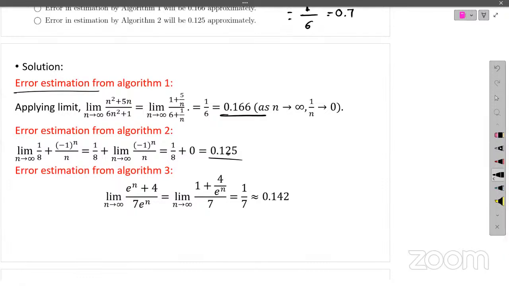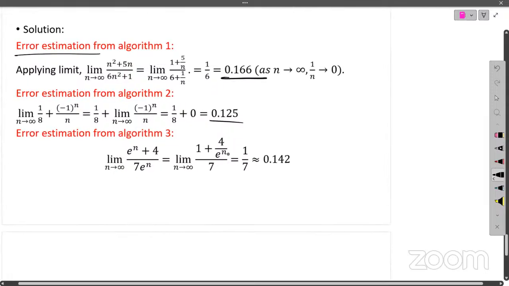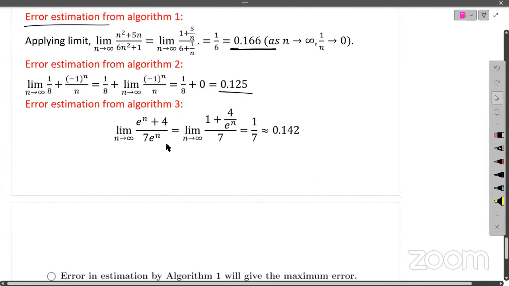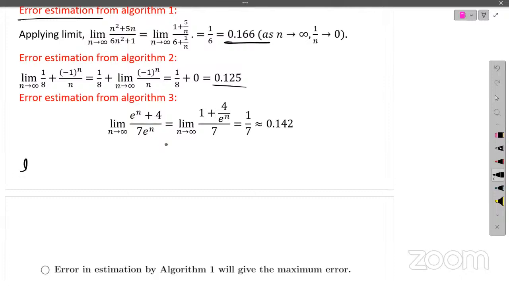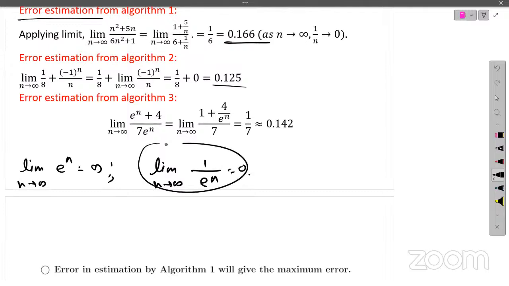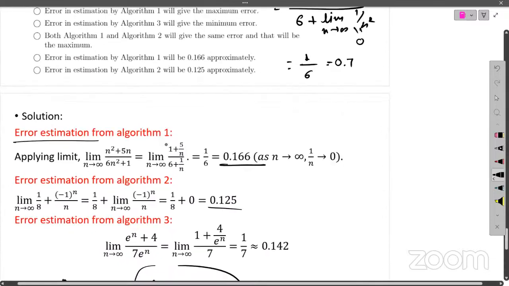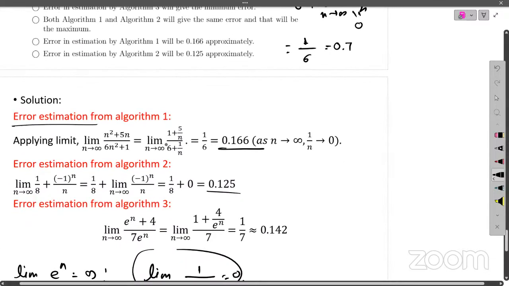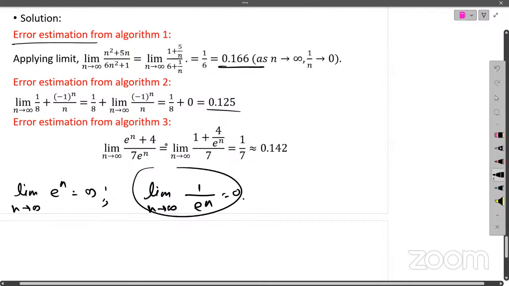Now, same thing we do for error estimation in the third algorithm. So here the function is given in the form of e to the power n, and we know that limit n goes to infinity, e to the power n is equal to infinity, but limit n goes to infinity, 1 by e to the power n goes to 0, right? So we multiply and divide by e to the power n, so that we'll get 1 by e to the power n, as we do for the largest power of n, right? Here we pulled out n square, so same thing we do for e. Here we pull out e to the power n.